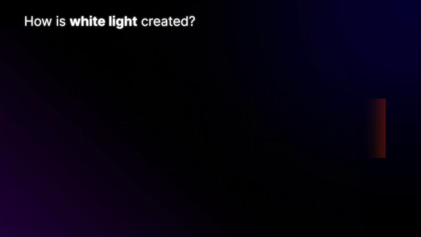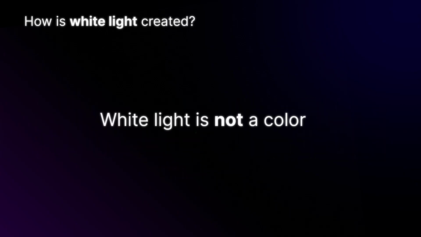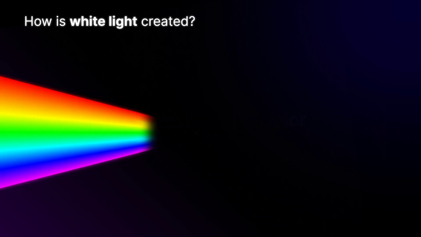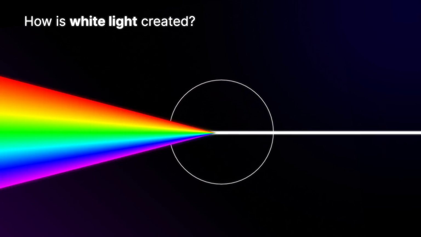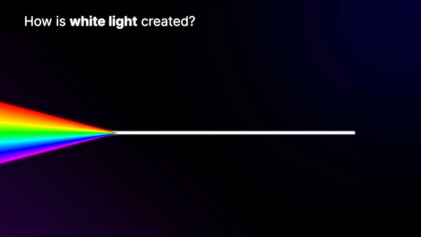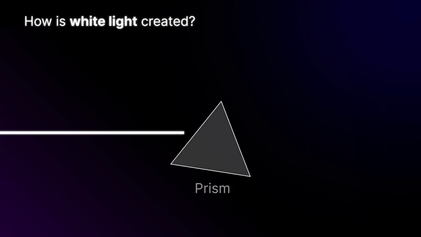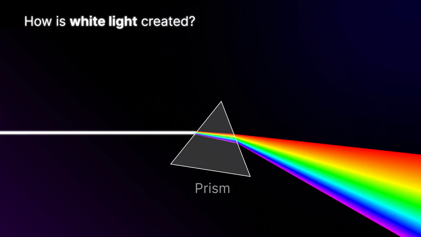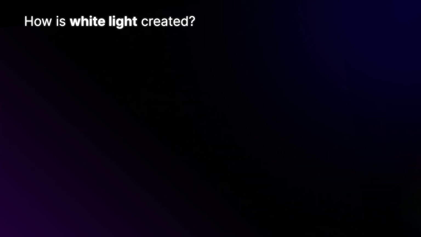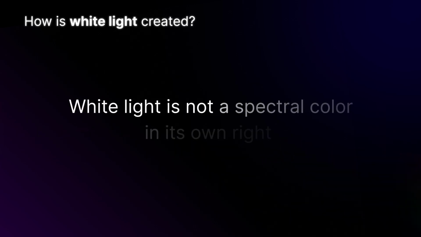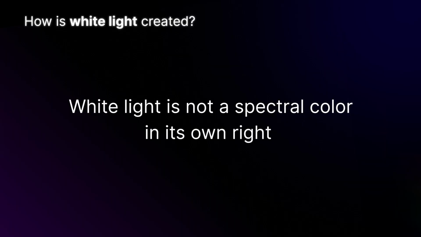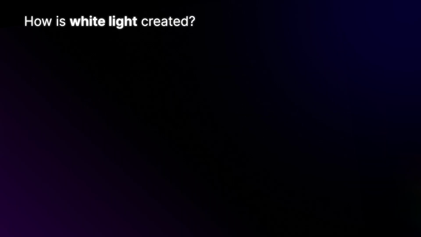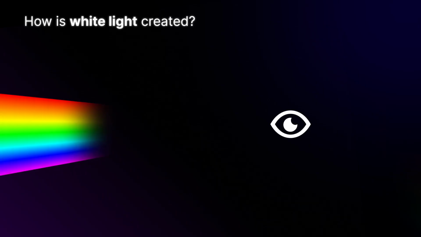The reason for this is simple. White light is not a single colour. It is created by the combination of all spectral colours of visible light. When white light passes through a prism, these individual colour components become visible, just like in a rainbow. White light therefore does not exist as its own spectral colour. We only perceive it as white when all wavelengths reach our eyes together.